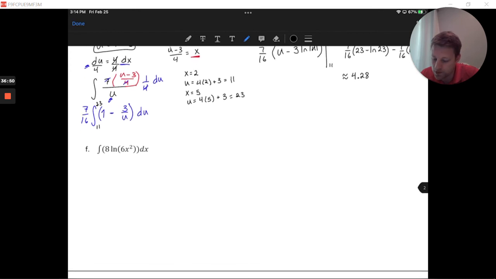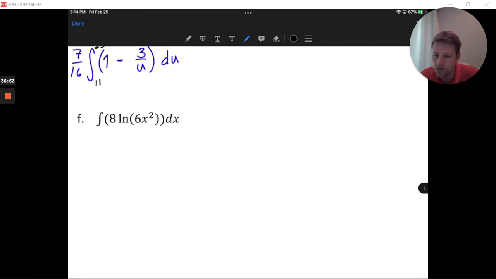Part F, let's go ahead and consider that one together. This one also takes a little bit of algebra review to consider how we want to break this integral down. We have the integral of 8 times the natural log of 6x squared dx. One way we can get started is to consider 8 here as just a constant. So you could rewrite this integral with 8 on the outside of the integral. And then we have natural log of 6x squared dx.